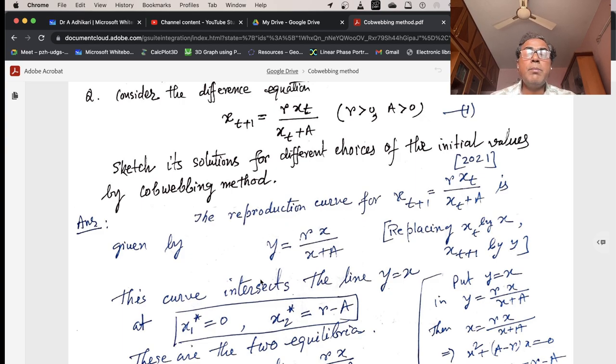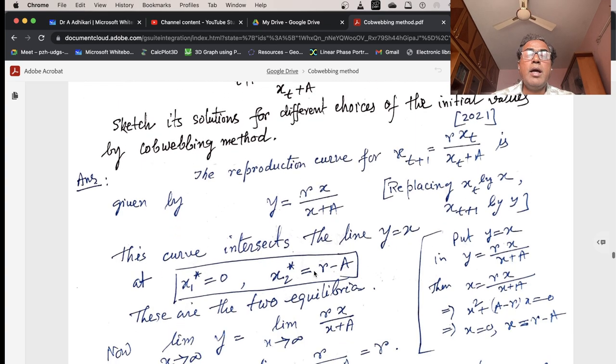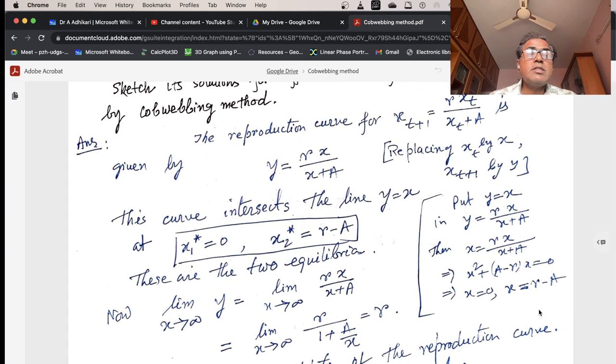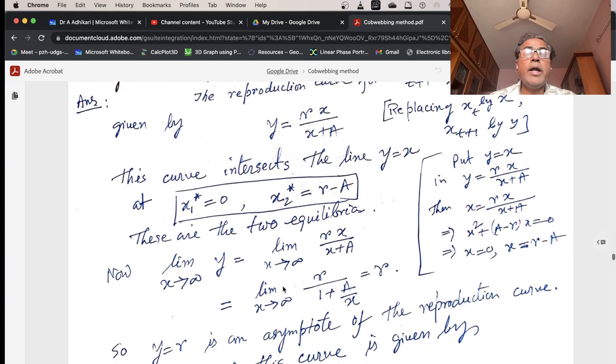So this is the reproduction curve. And this curve intersects the line y equal to x, that is x_{t+1} equal to x_t. Putting y equal to x here, x equal to rx by x plus a. So this is the quadratic equation, x squared plus ax minus rx, and we get x equal to 0 and x equal to r minus a. So we get two equilibria, x1 star equal to 0 and x2 star equal to r minus a.